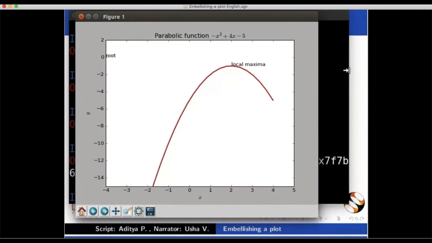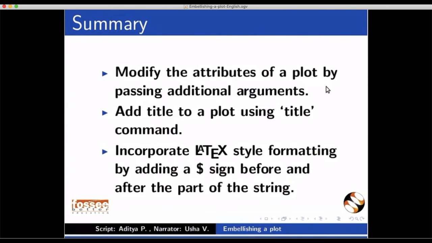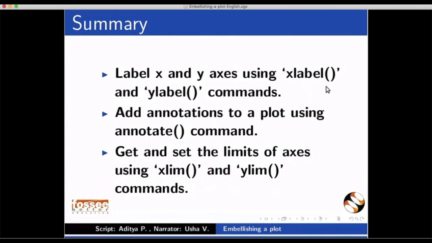This brings us to the end of this tutorial. In this tutorial, we have learned to modify the attributes of a plot like color, line width, line style by passing additional arguments. Add a title to the plot using the title command. Incorporate LaTeX style formatting by adding a $ sign before and after the string. Label x and y axis using xlabel and ylabel commands. Add annotations to a plot using the annotate command. Get and set the limits of axes using xlim and ylim commands.